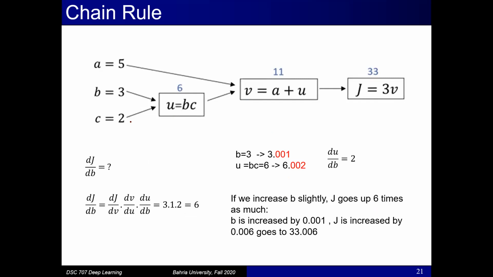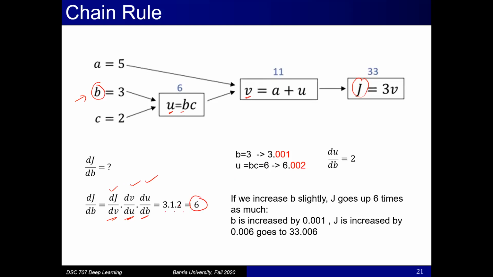One last example that I'm interested in finding: if I change B, how will it impact J. Now we have three levels. So first I see how J changes with respect to V. Then I see how V changes with respect to U. And then I see how U changes with respect to B. Using the previous discussion, you can compute all of these terms, which are 3, 1, 2, so it comes out to be 6.